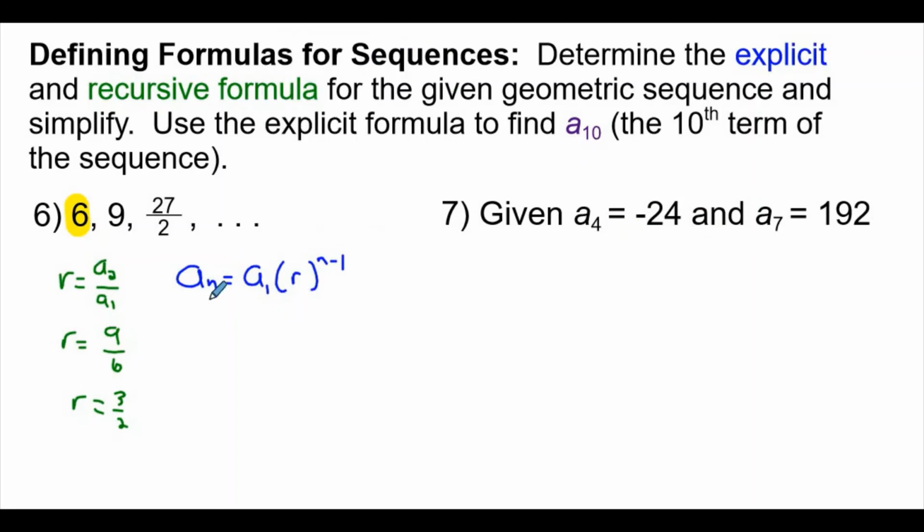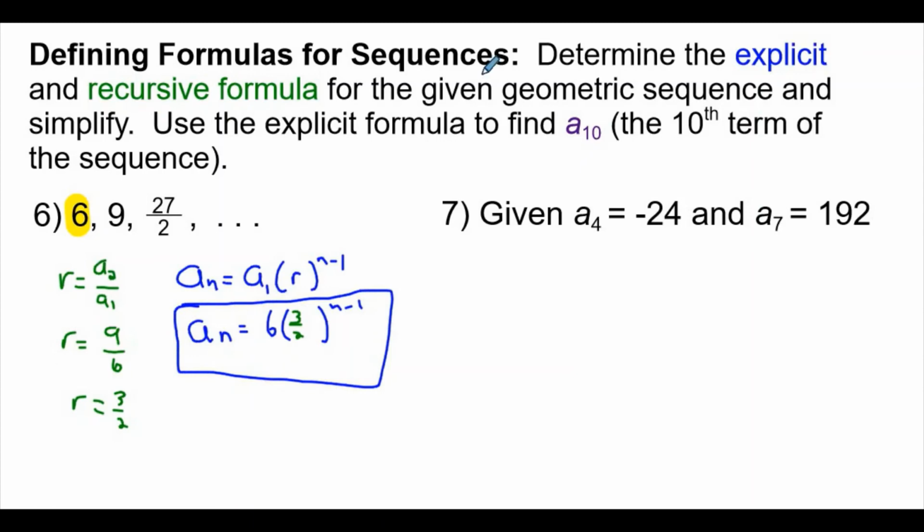So what we're going to do is we're now going to say AN is equal to 6 times the R value that I found right here, 3/2, and then the n minus 1. And again, just leave this formula alone. Don't simplify it. There's your explicit. Leave it alone. To find the recursive is always to state A1. A1 is 6. Just like you do here, you say 6. You have to do the same thing here.